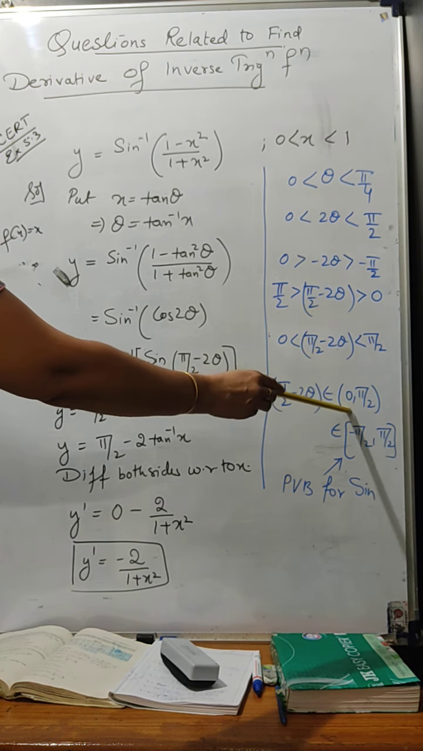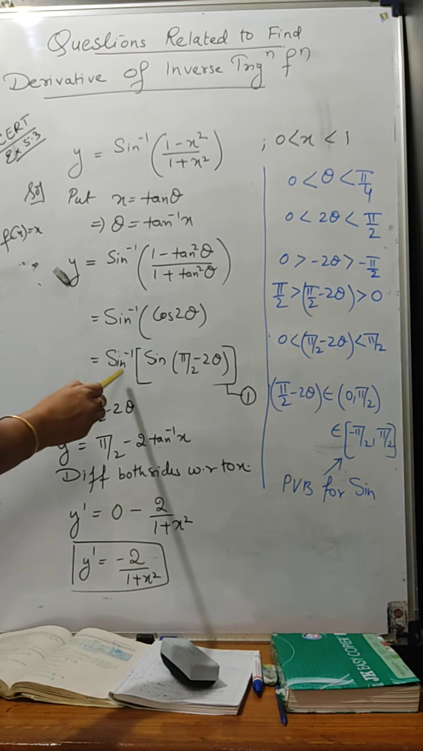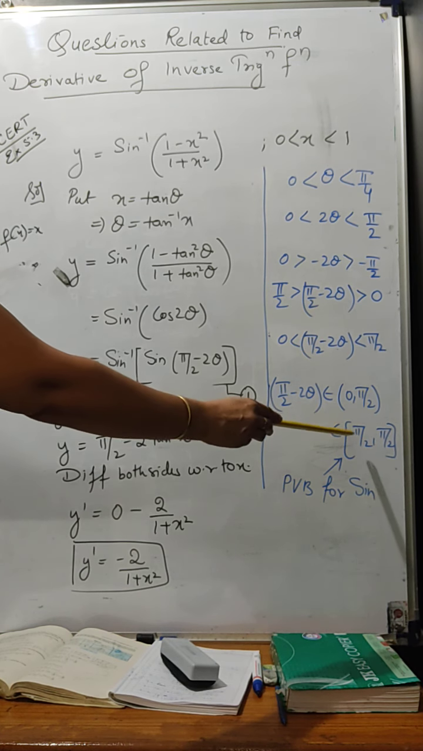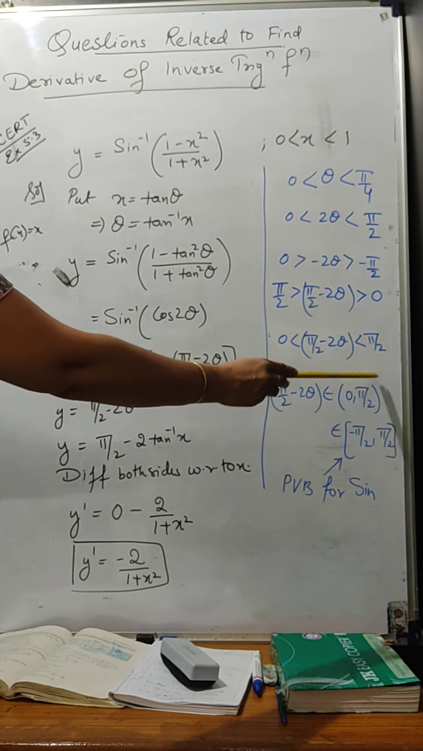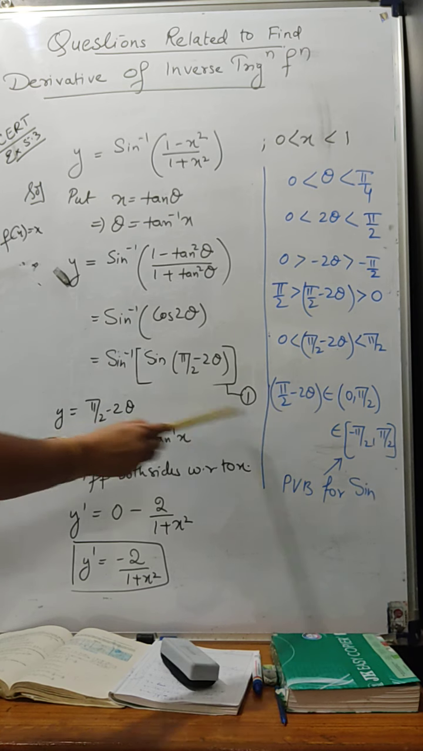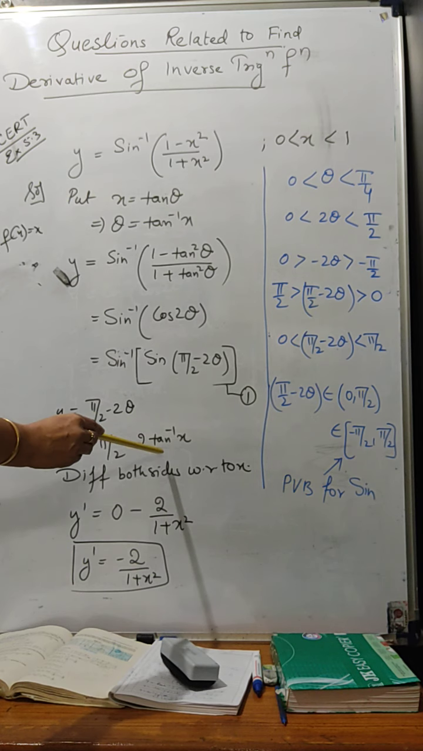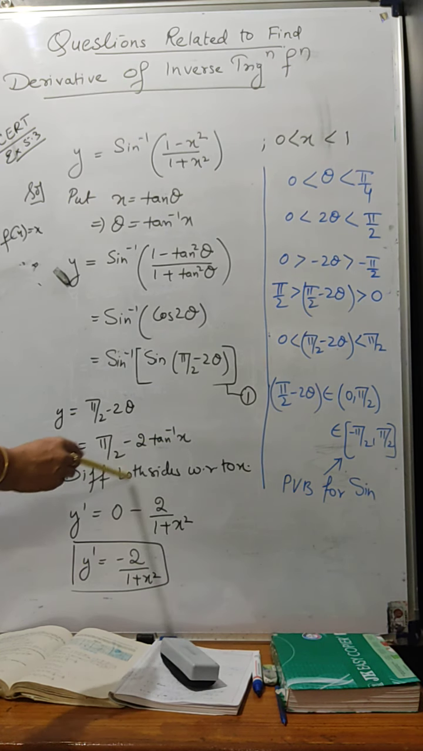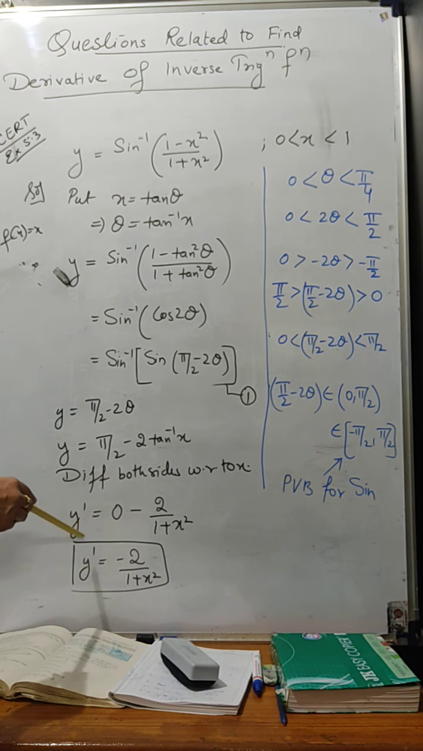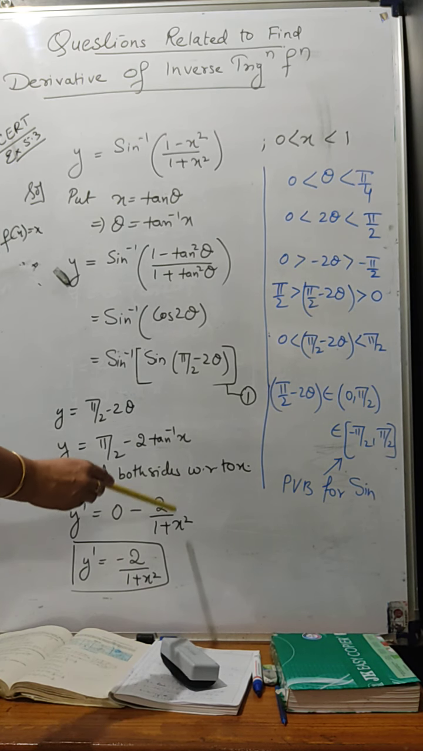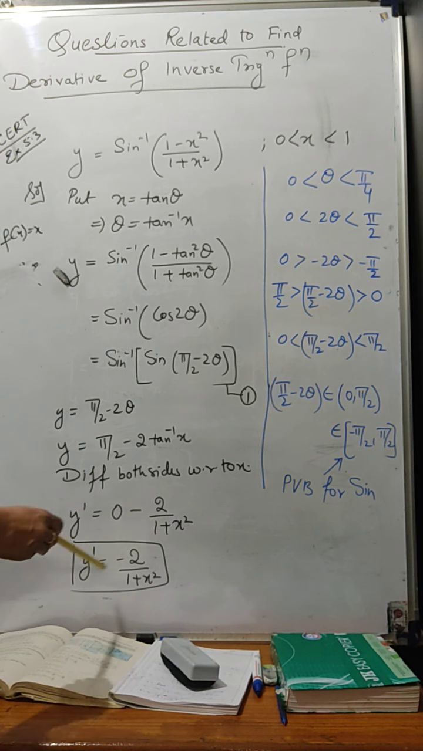And this 0 to pi by 2, since we are having the sine function, the principal value branch for the sine function is the closed interval minus pi by 2 to pi by 2, and this interval belongs to that, hence we can directly write y equal to pi by 2 minus 2 theta, and theta is replaced by tan inverse x. Differentiating both sides with respect to x, y dash will be equal to, since it is a constant, the differentiation of the constant is 0, minus 2. Now tan inverse x differentiation is 1 upon 1 plus x square, hence y dash equals minus 2 upon 1 plus x square.